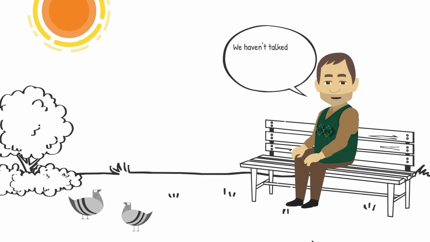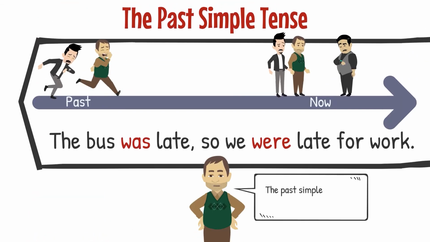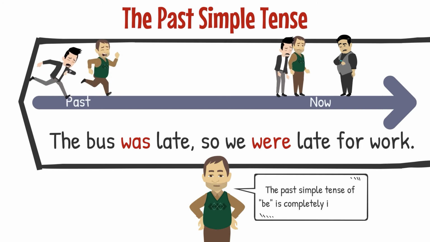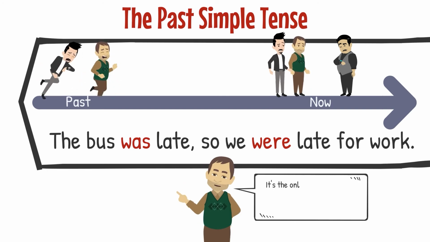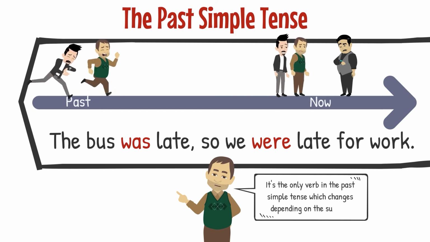We haven't talked about the to be verb form in the past simple yet. Like in the present tense lessons, the be verb form changes with the subject. But it is kind of tricky because the be verb form is irregular. Let's explain the be verb form through an example. The past simple tense of be is completely irregular. It's the only verb in the past simple tense which changes depending on the subject.